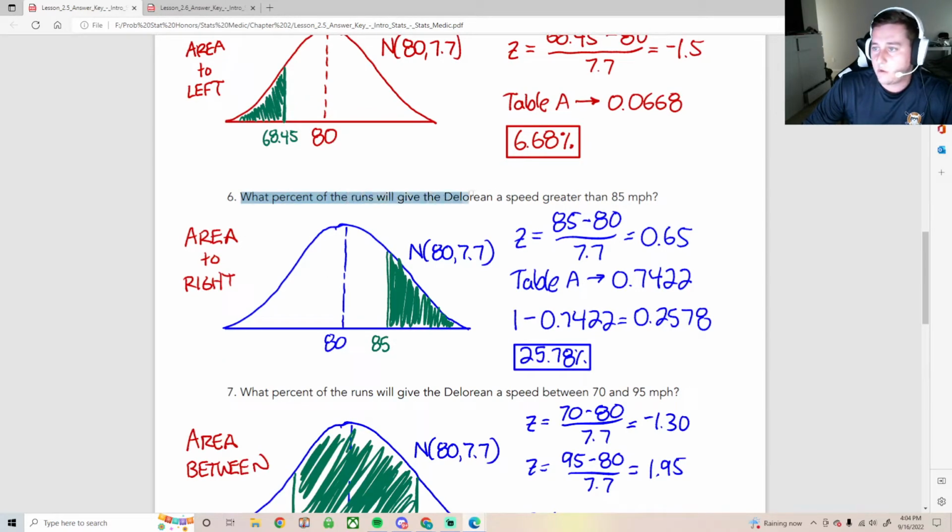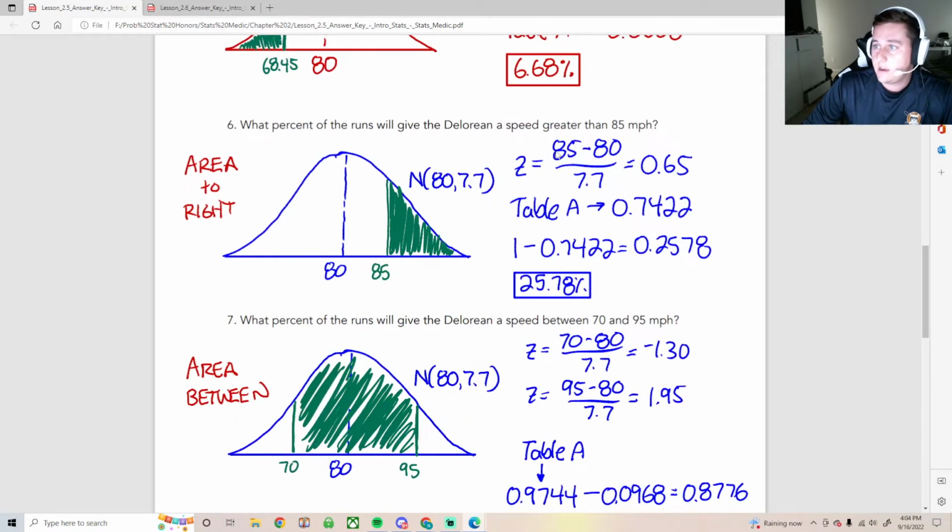What percentage of the runs will DeLorean give a speeder greater than 85 miles per hour? Same thing. It's the value that you're interested in minus the mean divided by the standard deviation of that thing. That produces a new z-score. And because of the wording in the question, this is a speed greater than, so I'm shading to the right of that location. So at 85, I shade to the right. And then I'm going to use the table to figure out the area to the left.